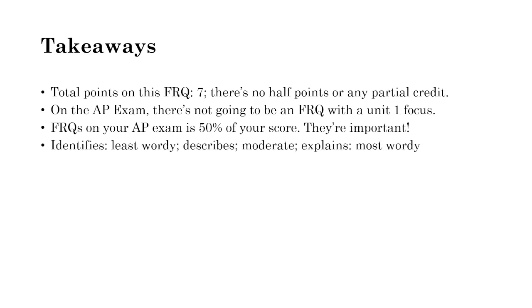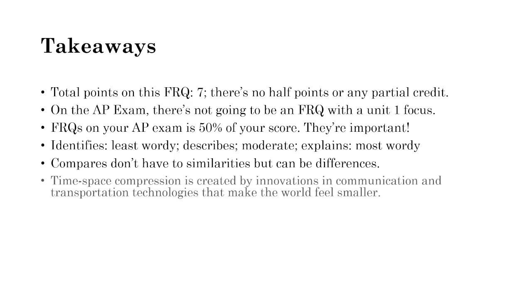Regarding the task verbs, identifies are your least wordy. You can answer all of those in one sentence, if any show up on your AP exam at all. Describes are moderate. You should write a little more than your identifies, but not as much as your explains. Your explains, you need to go full blast with these and write as much as possible, but still answer the questions, still be relevant, and still have time to answer all of your other responses. You have 25 minutes to do each FRQ. When doing compares, they don't have to be just similarities, but they can also be differences.